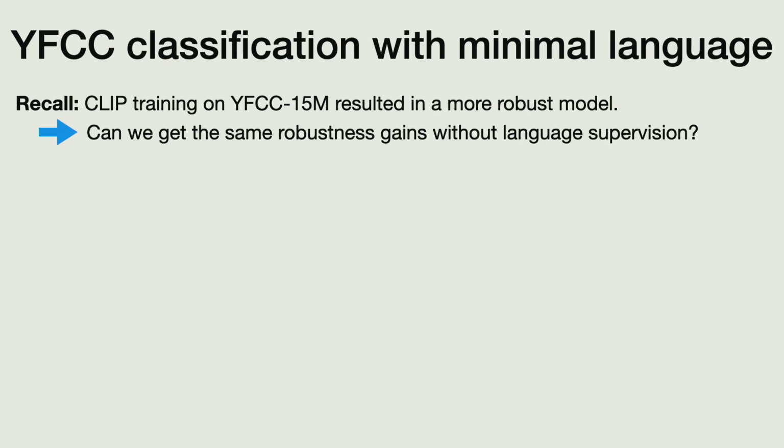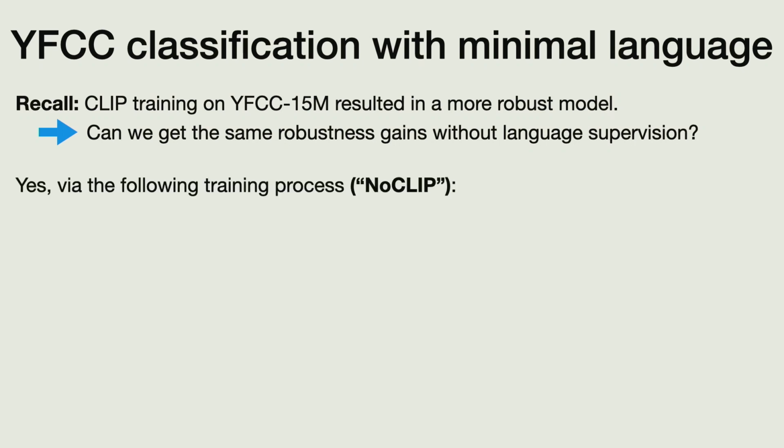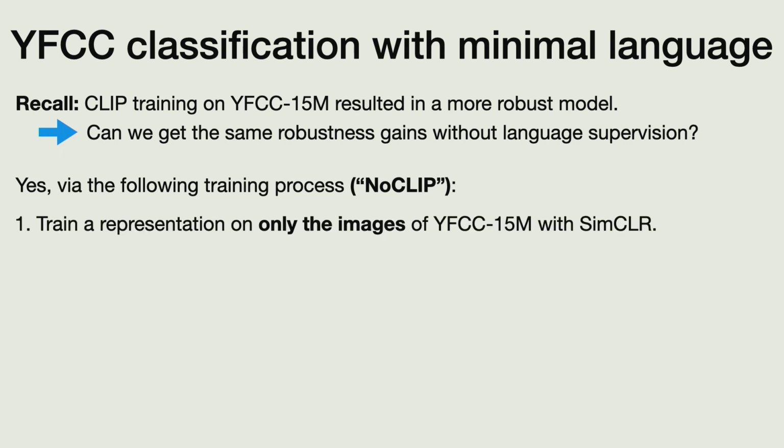Okay, so as we already said, YFCC 15 million. If you train a CLIP model on that, you get a robust model. How can we get rid of the language supervision? What we introduced to do that is what we call a baseline, no CLIP. So the first step is take the images, throw away the text. Then you just run SimCLR on it, right? SimCLR is a standard self-supervised representation learning method.